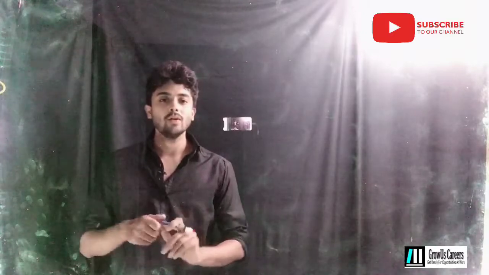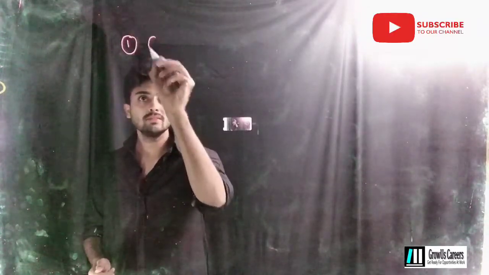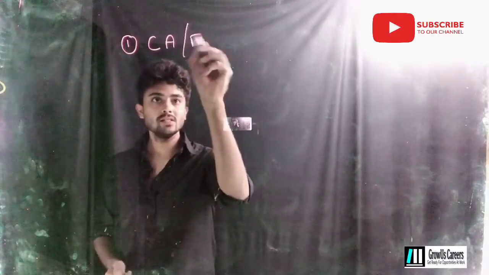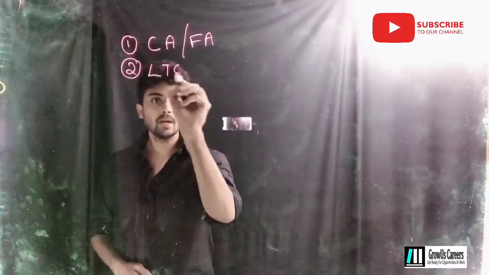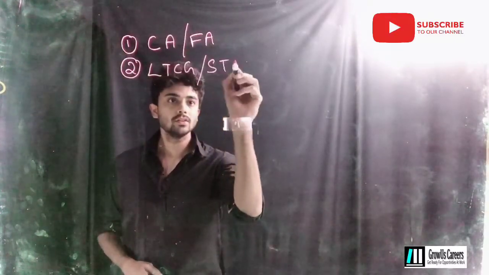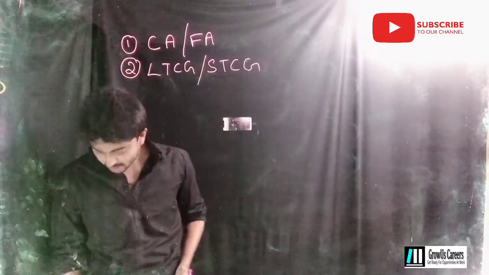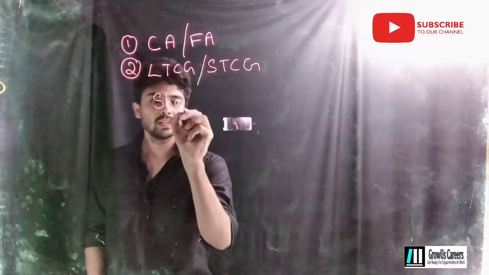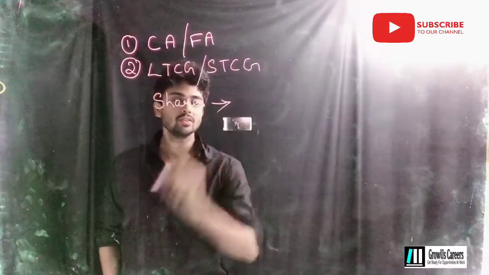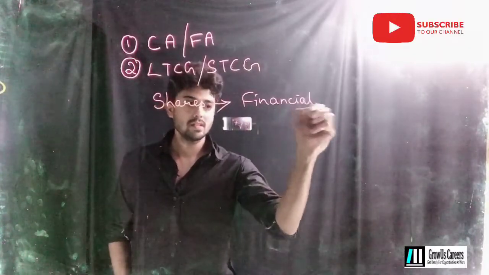Whenever you start a problem in capital gain, you have to consider two things. One, you have to check whether it is a capital asset or a financial asset, and two, whether it is a long-term capital gain or short-term capital gain. So let's see, is this a capital asset or a financial asset? The given asset is shares, right? So shares come under financial assets.